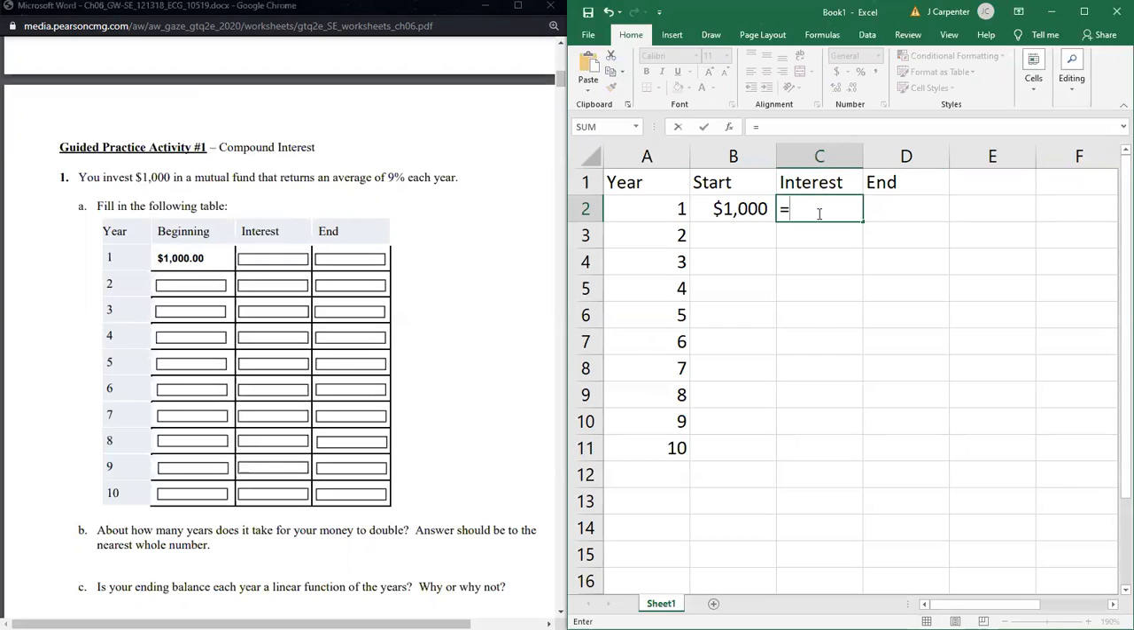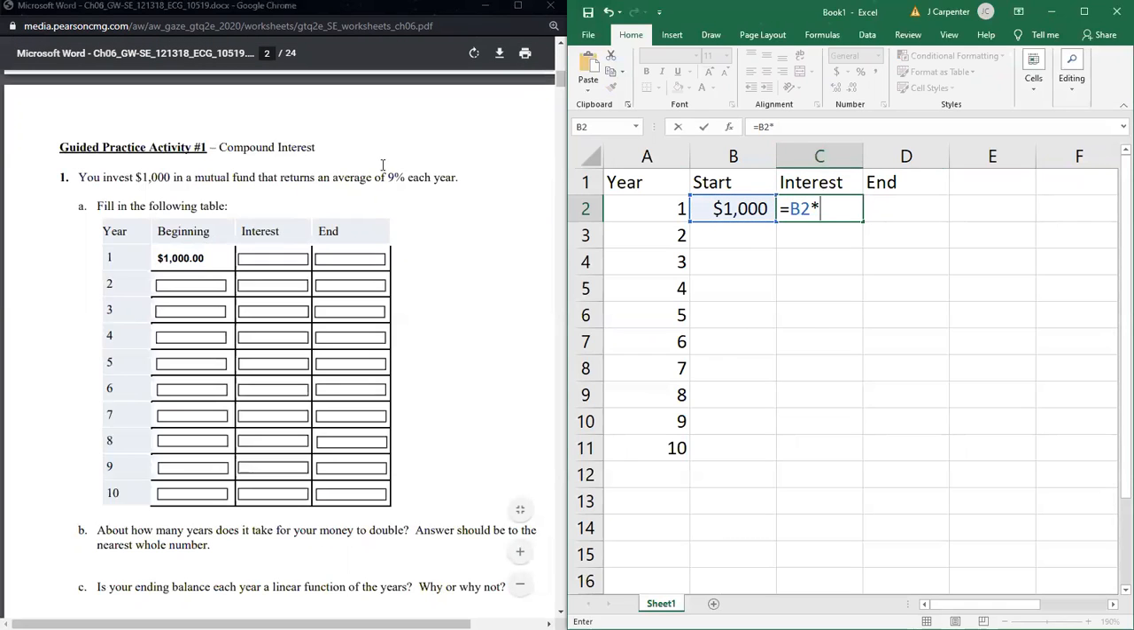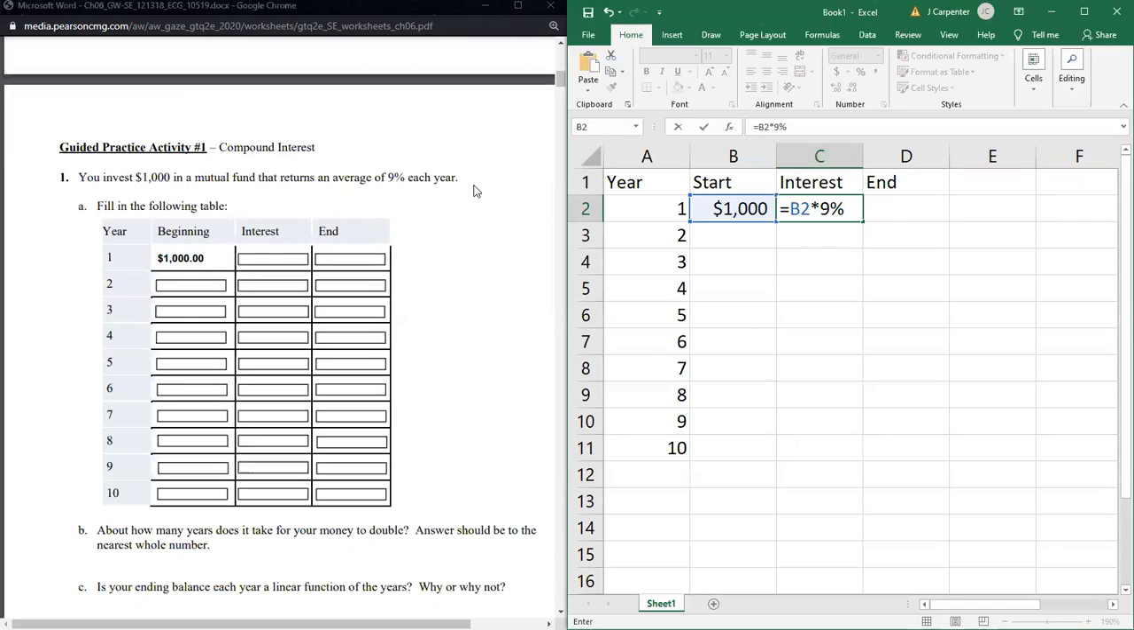So I can just go equals the balance, which is in this cell, B2, times the interest rate, which we said is 9%. Now, in Excel, I don't have to write that as 0.09. I can actually just type 9%. And look at that, we get $90. The ending balance should be the sum of the start and the interest, so we go equals, and I don't need to write sum in parentheses since it's just two things. Just click, plus, click. Easy as pie.